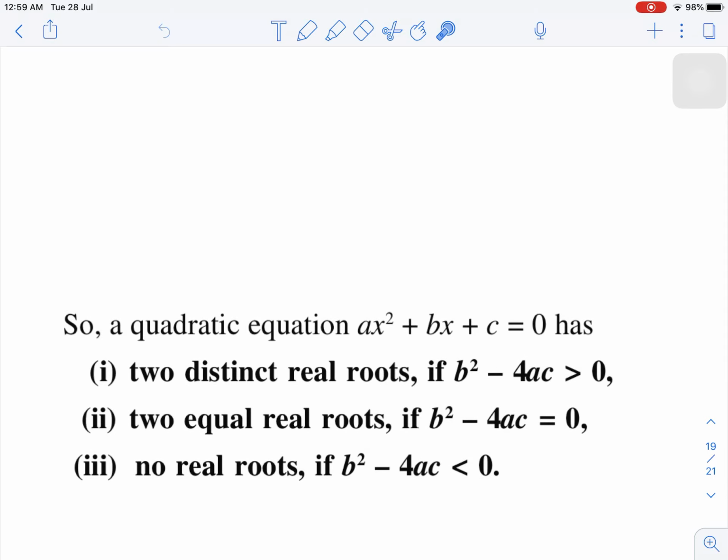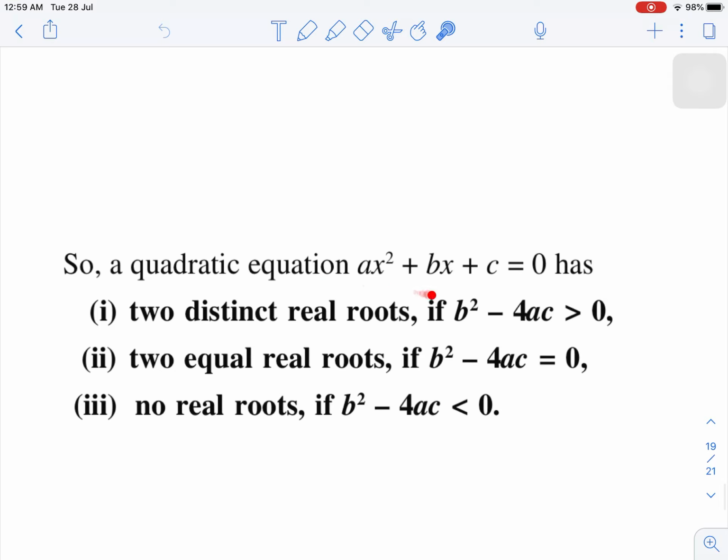Okay, so we have learned that a quadratic equation ax square plus bx plus c equals 0 has two distinct real roots if b square minus 4ac is greater than 0. Then it has two equal roots if b square minus 4ac is equal to 0, and it does not have any real roots if the value of b square minus 4ac is smaller than 0.